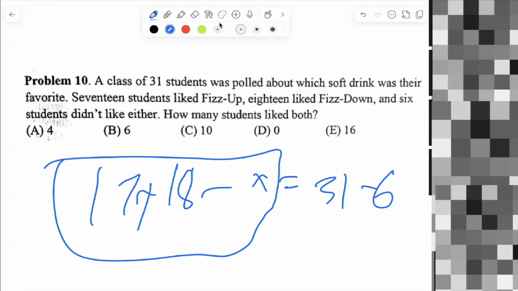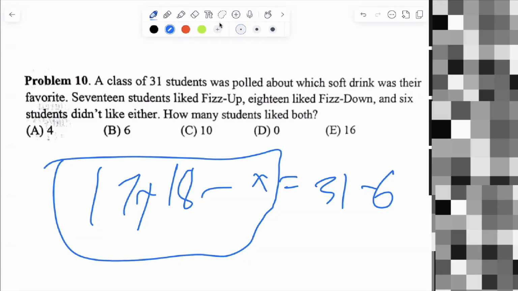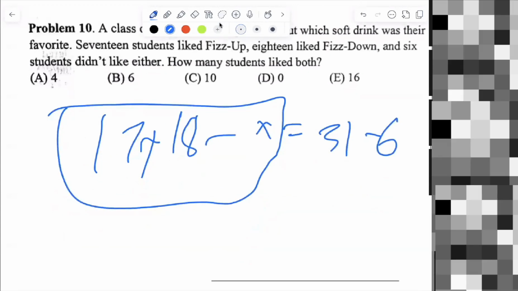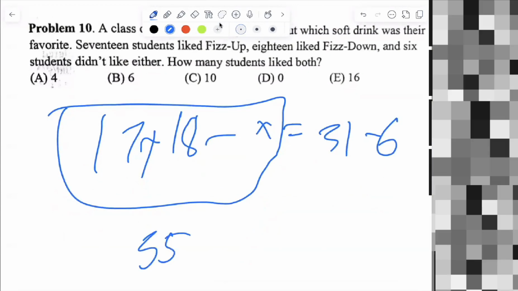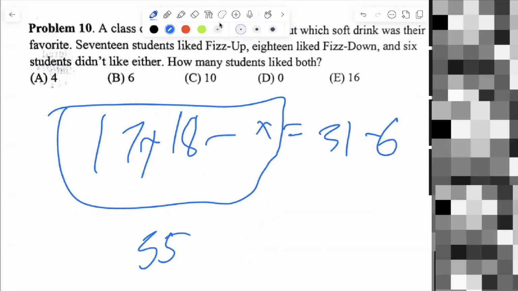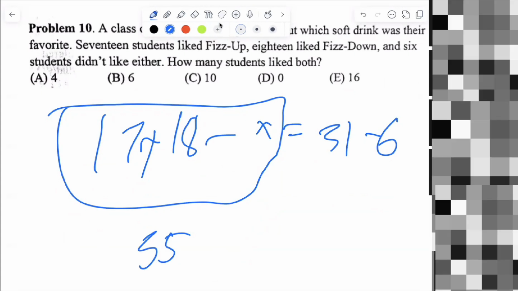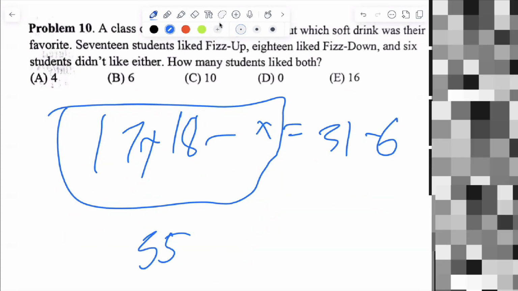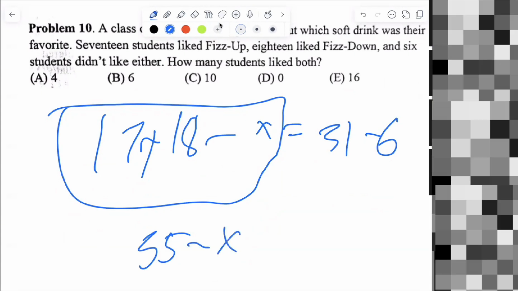So there's going to be 17 that fizz up and 18 that fizz down. That's going to be 35 in total. This isn't an overshoot, notice that. This is an overshoot. So we're going to have people that like both, right? That's going to be 35 minus x.